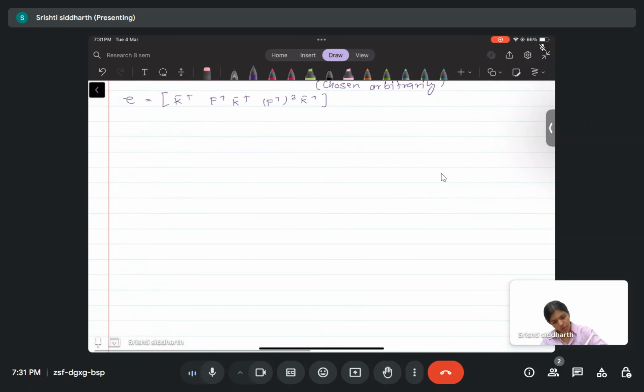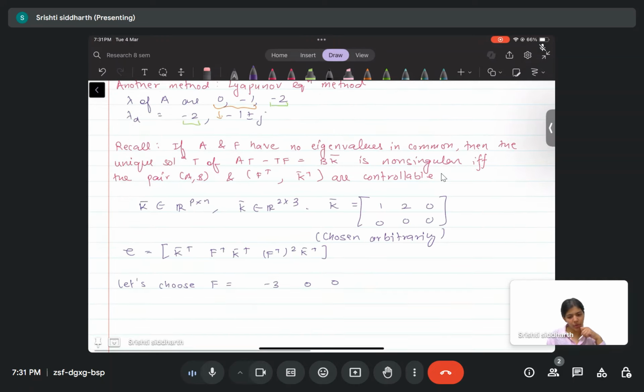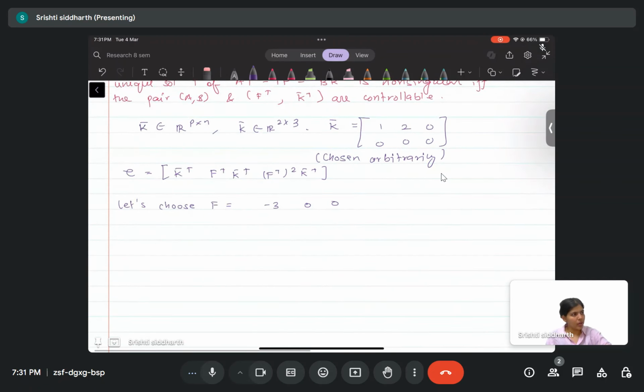So first of all, let's choose F. It doesn't have any common eigenvalue with A. So this is -3. So the easiest way to choose F is to choose a diagonal element so that we know what the eigenvalues are, and we just keep them different from the eigenvalues of A. So in this case, we are saying that we have repeated eigenvalues, so -2, something like this.